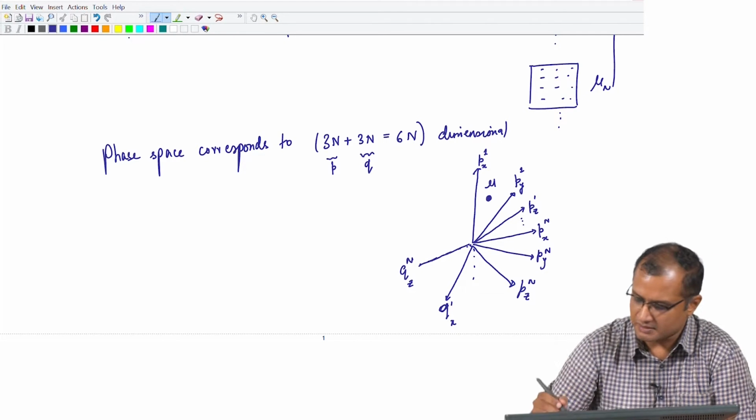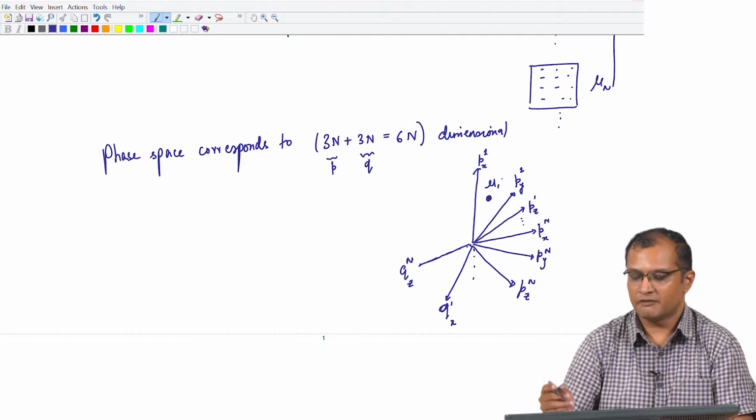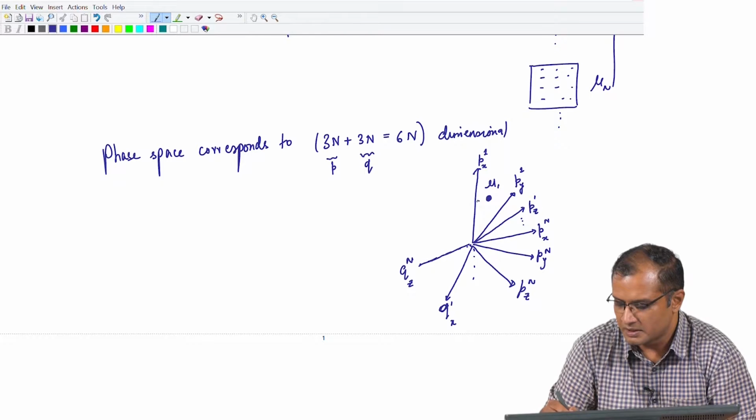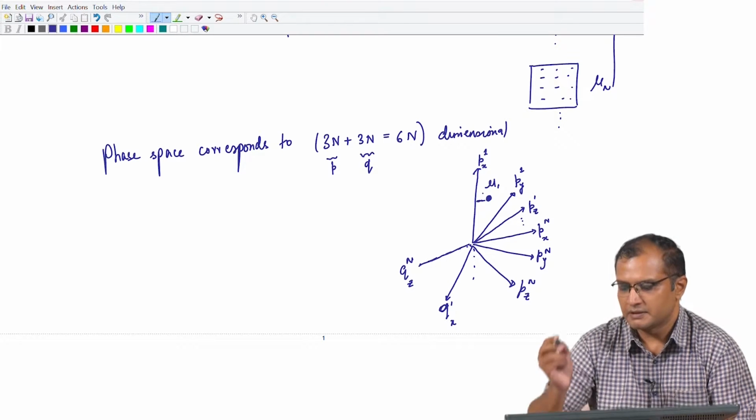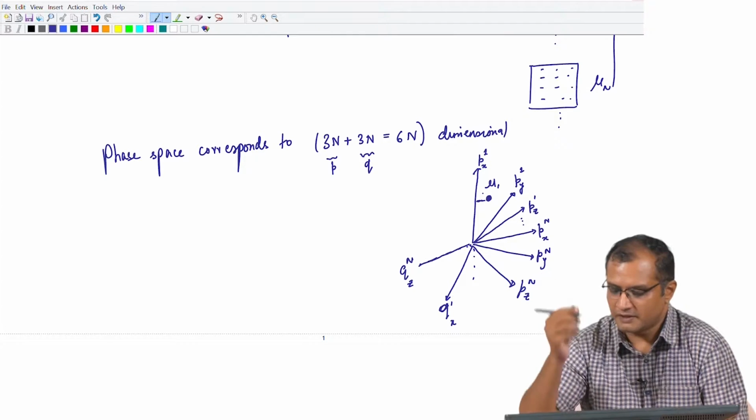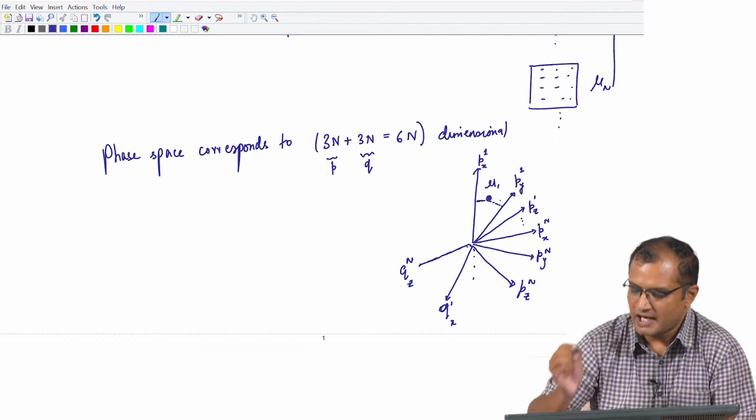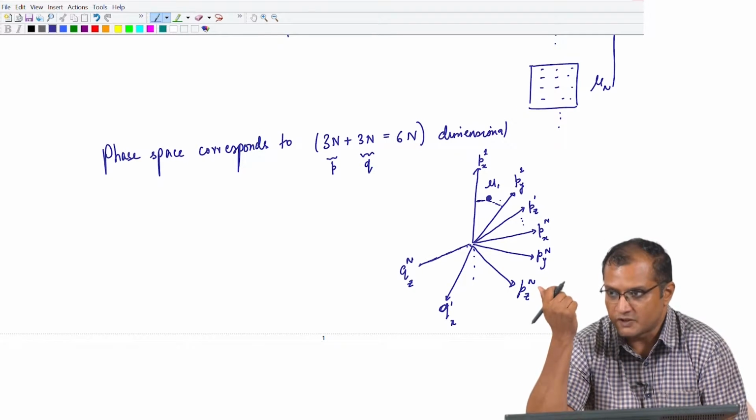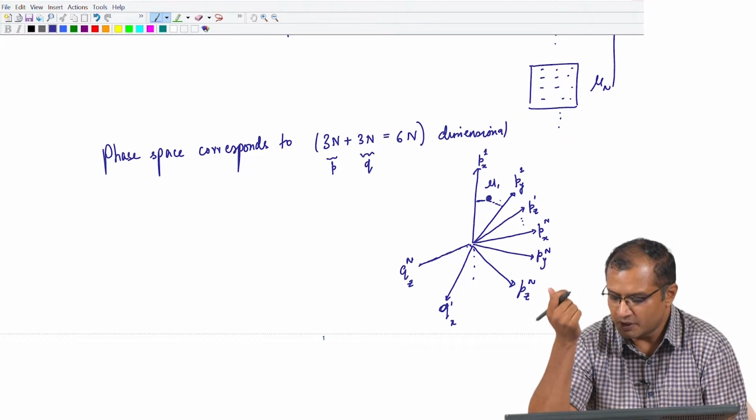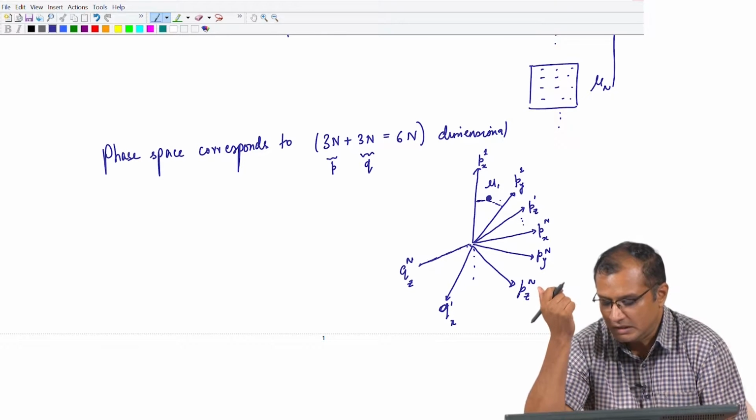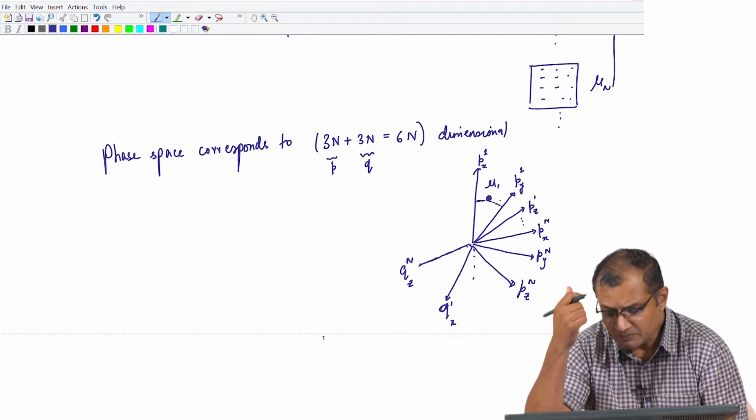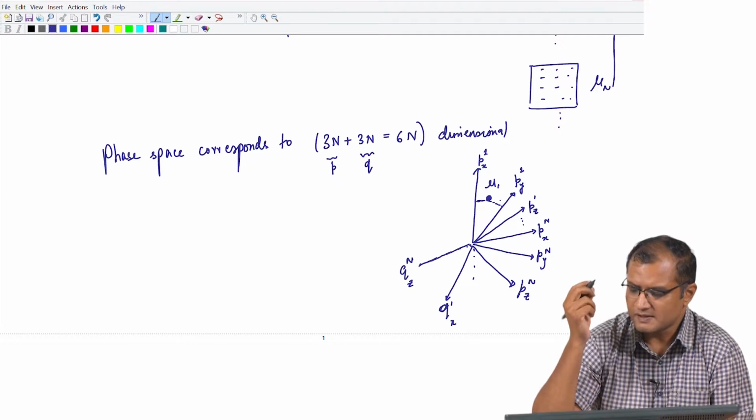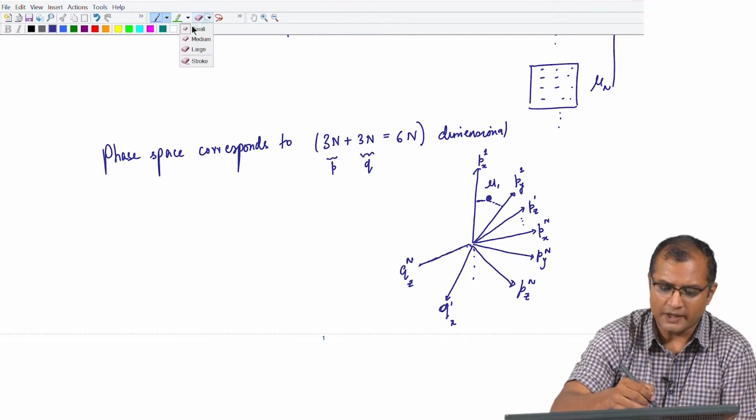Well, this only means that if I project this microstate on any of the axes, let us say if I project it on the axis px1, then I will get the x component of momentum of the first particle. If I project it on the axis py, then I will get the y component of momentum of the first particle, and if I project it on qNz, I will get the z component of position of the Nth particle in the system. So, in the 6N dimensional phase space, the system is actually just a single point.